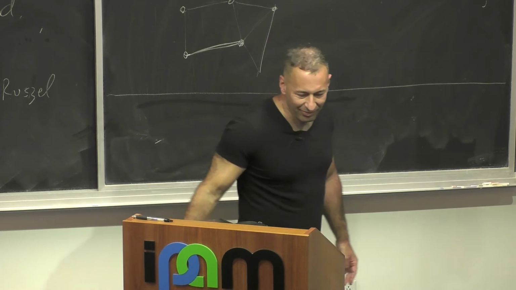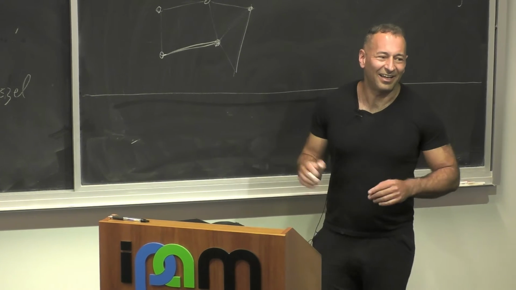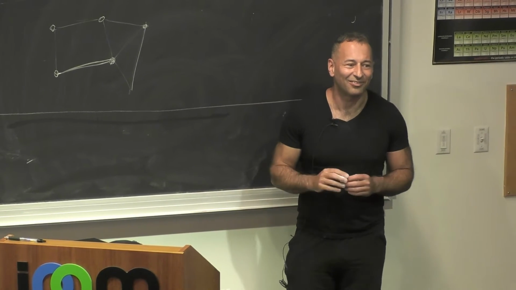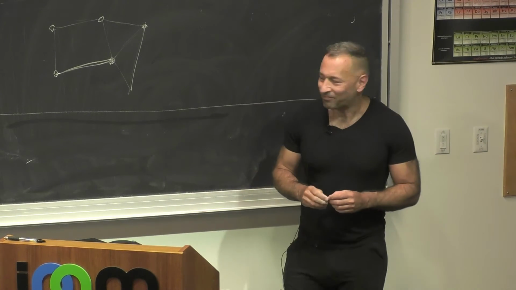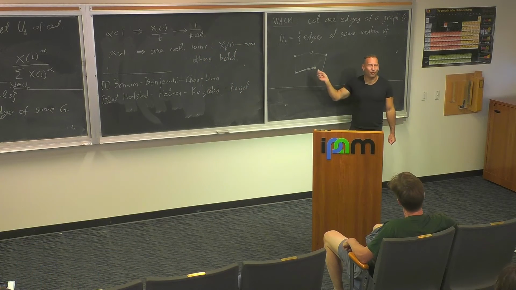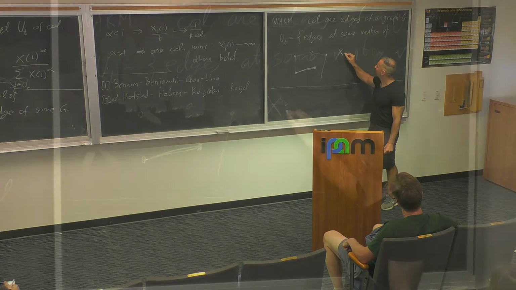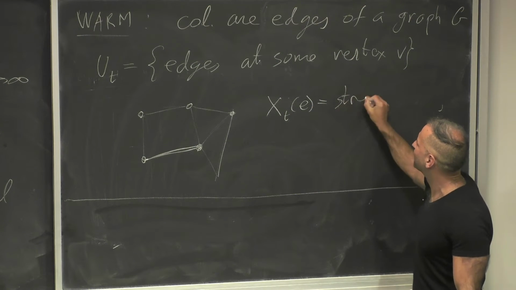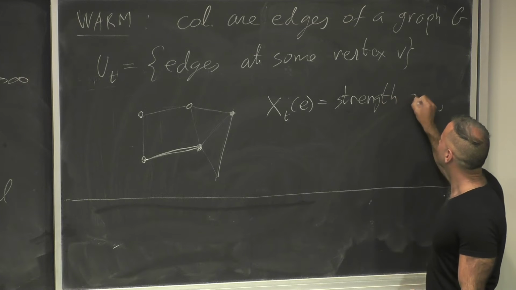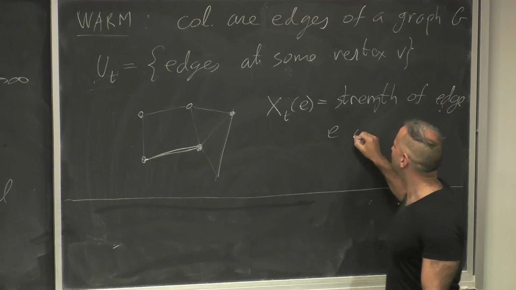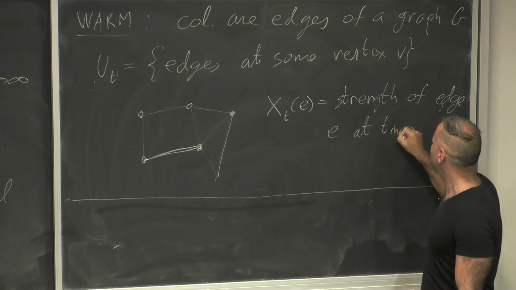But yeah, there are numerous possible generalizations beyond the things I'm going to discuss today. But so here, as we said, for every edge we have x_t(e). This is the strength of the edge e at time t.